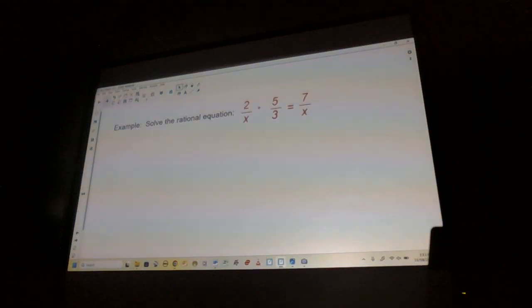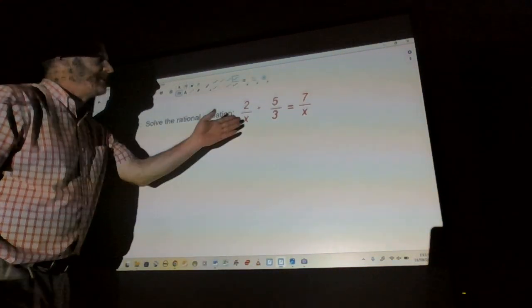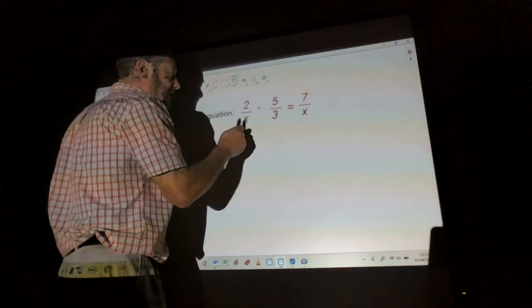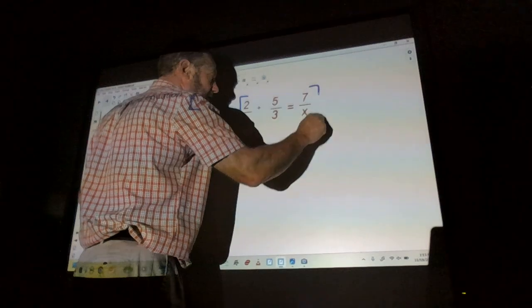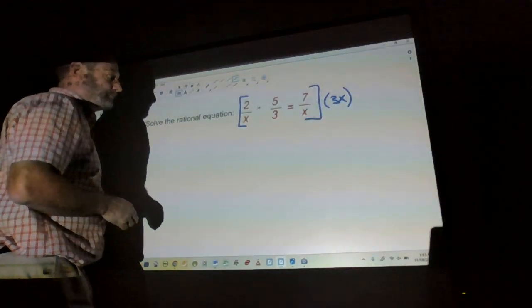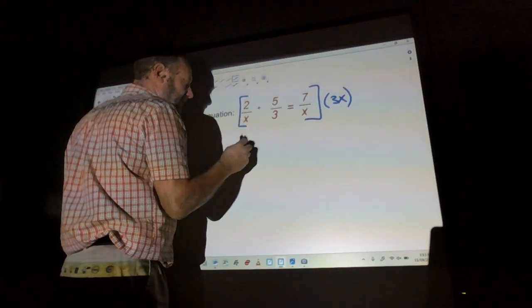So, for example, we've got this equation here. I don't like the denominators here, so what I'm going to do is find the least common multiple. That would be 3 times x. I'm going to take this entire equation, multiply it by 3x. So the x is going to cancel this x and leave me with 2 times 3, which is 6.